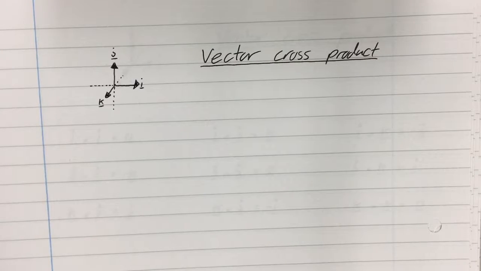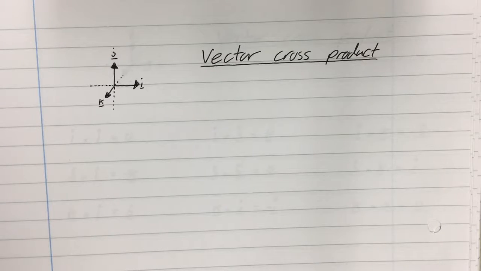Hey, on the further maths A level, there are two different types of vector product that you need to be able to calculate. The vector dot product takes the coefficients of the i, multiplies them together, sums it with the product of the coefficients of j, and sums that with the product of the coefficients of k. That gives a scalar, so that's also known as the scalar product.